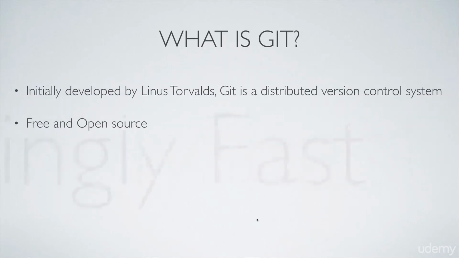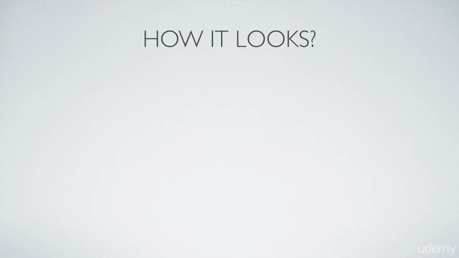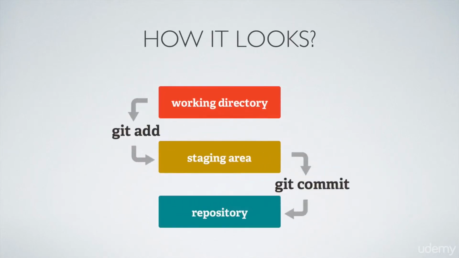It is free and open source, blazingly fast because you don't need a server connection all the time, distributed because all your friends have a copy as well, and data assurance because the system ensures that everybody sees the correct copy or the appropriate changes at the right time. So you're wondering, what does Git look like? This is a simple diagram of Git.